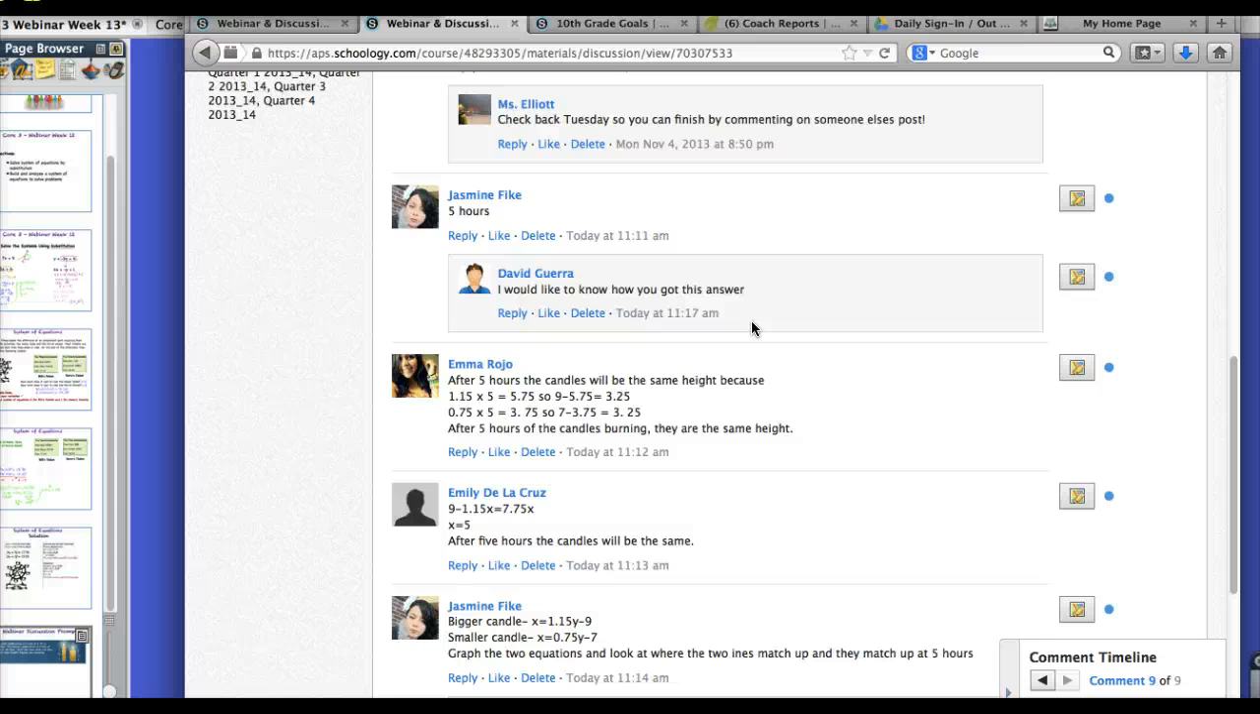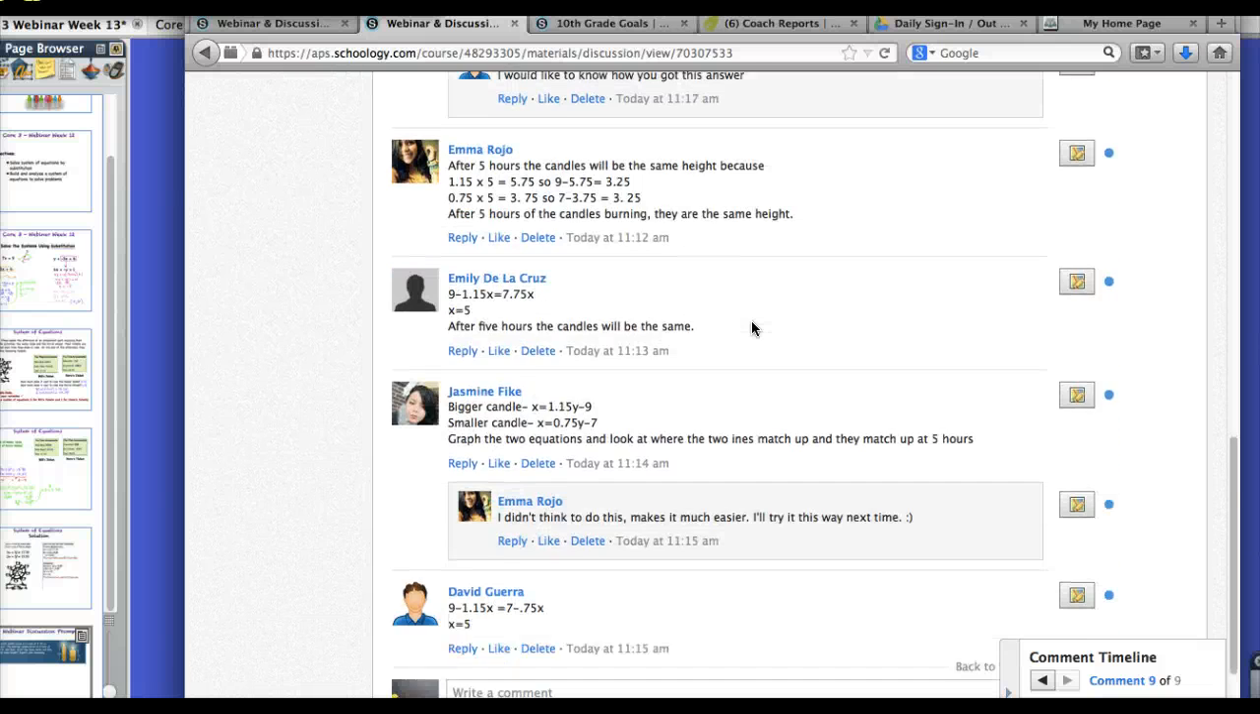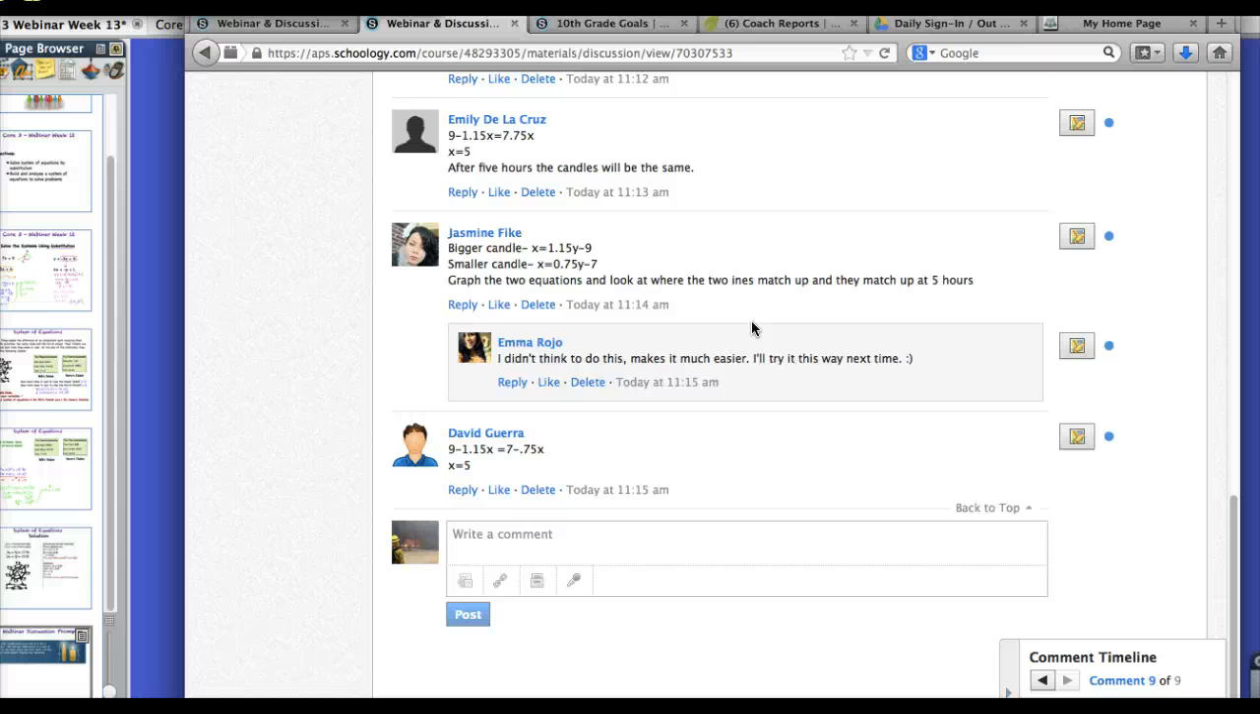Or, because I don't know how you got 5. I can see you're typing, so I'm going to keep looking. And then David, you did one of the, okay, good. And David, you're actually, okay, no, you didn't. So Emma, how did you get 5? Did you do a system of equations kind of like this?